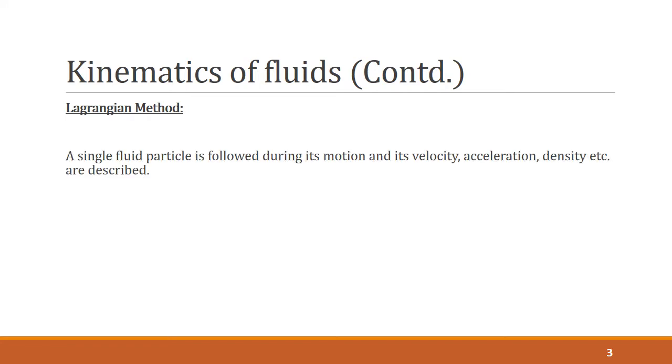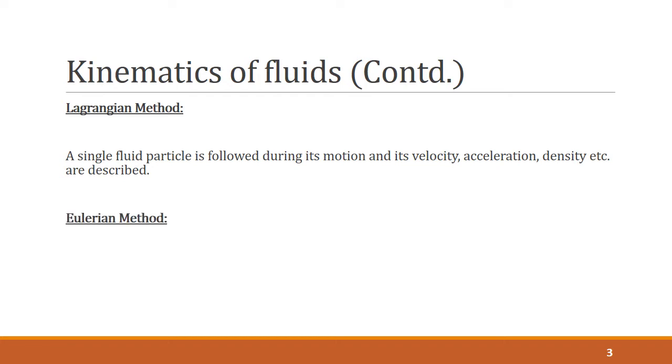In the Lagrangian method, a single fluid particle is followed during its motion and its velocity, acceleration, density, etc. are described. So we are going to follow a single fluid particle, and in its path we are going to describe its properties like velocity, acceleration, density, etc. And this will help us understand the motion of the fluid, and this is known as the Lagrangian method.